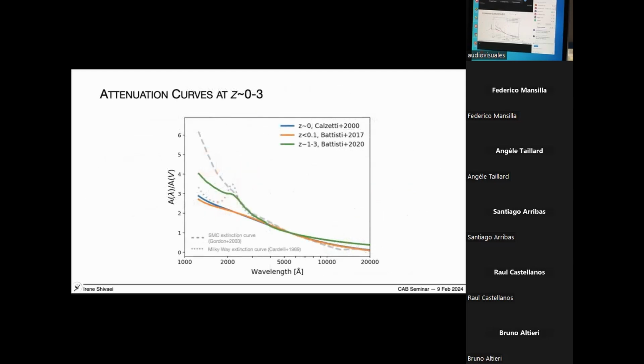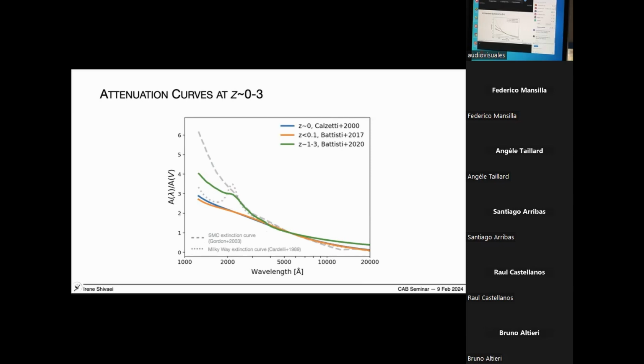Just to remind you again, this is the census of some of the most commonly used attenuation curves in the high redshift community. In gray, I'm showing extinction curves from the SMC and Milky Way. As you can see, they're very different. At redshift 0 or close to 0, these two orange and blue curves are most commonly used. But then we see that at higher redshift, redshift 1 to 3, the attenuation curve becomes steeper, and then we see some hints of the UV attenuation bump.